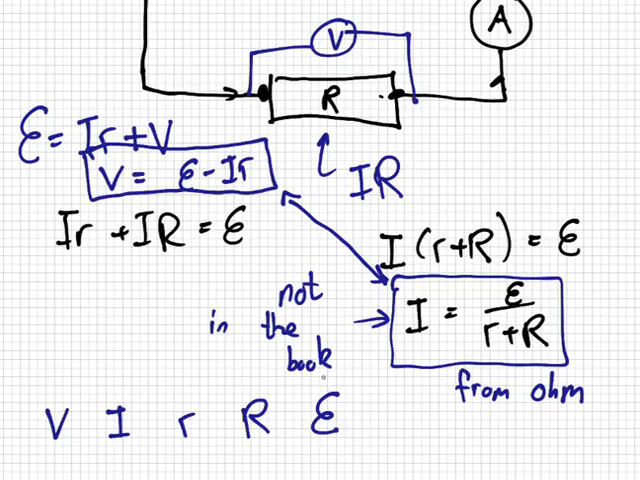Which one should be bigger, the E or the V? The E should be bigger than the V. The E is always the biggest voltage in the circuit.